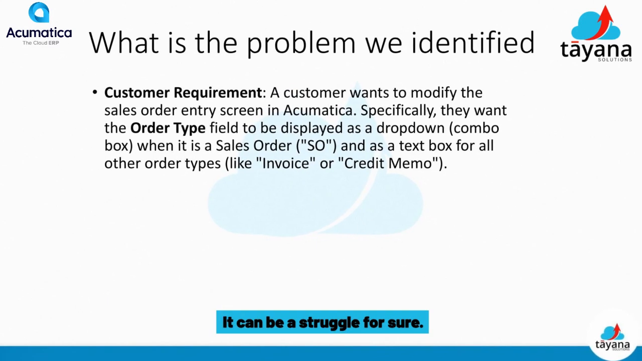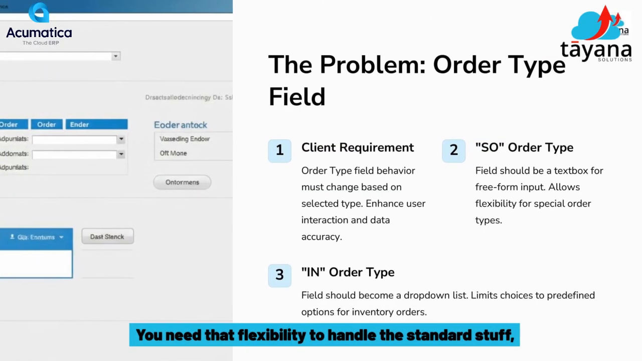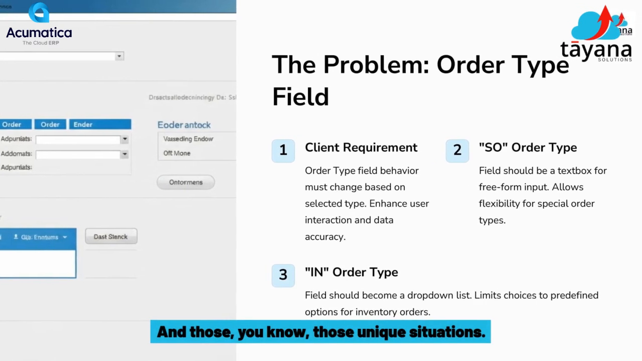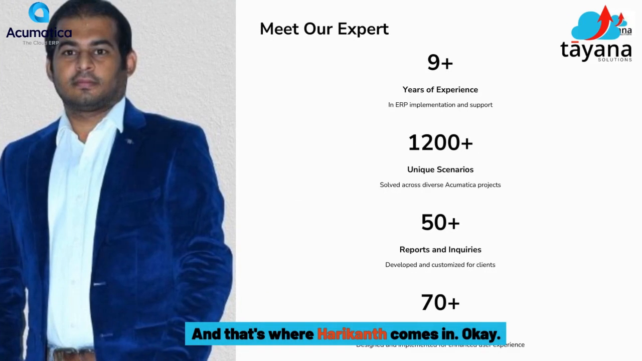It can be a struggle for sure. It's a classic dilemma for businesses. You need that flexibility to handle the standard stuff and those unique situations, and a system that's too rigid just creates bottlenecks. And that's where Harikanth comes in.